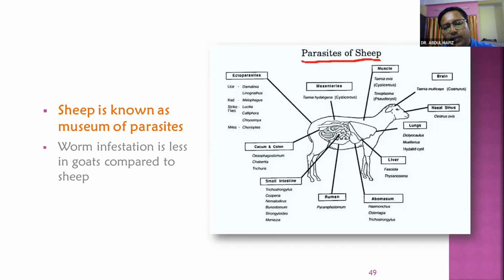Likewise, in the small intestine, Trichostrongylus, Cooperia, Bunostomum are the common parasites. In the rumen is Paramphistomum, in the abomasum Haemonchus, Teladorsagia, and in the liver, fasciola, like that.